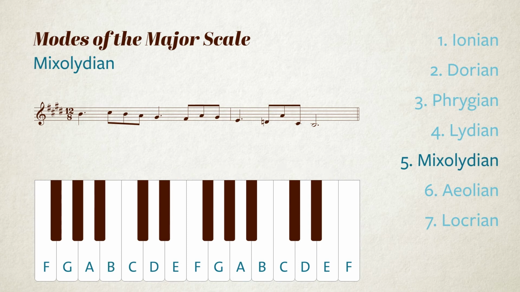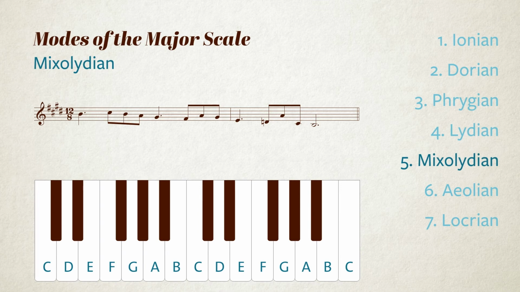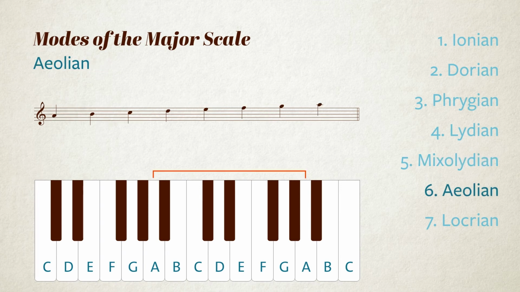Okay, if you've already studied the relative minor, then the next mode will be familiar to you. The 6th mode of the major scale is the Aeolian Mode. It's also known as the natural minor because it's the pure form of the relative minor, that is, without the adjustments that make the harmonic minor or the melodic minor. Anyway, it's a minor mode, much like the Dorian, but the Aeolian has a flattened 6th.